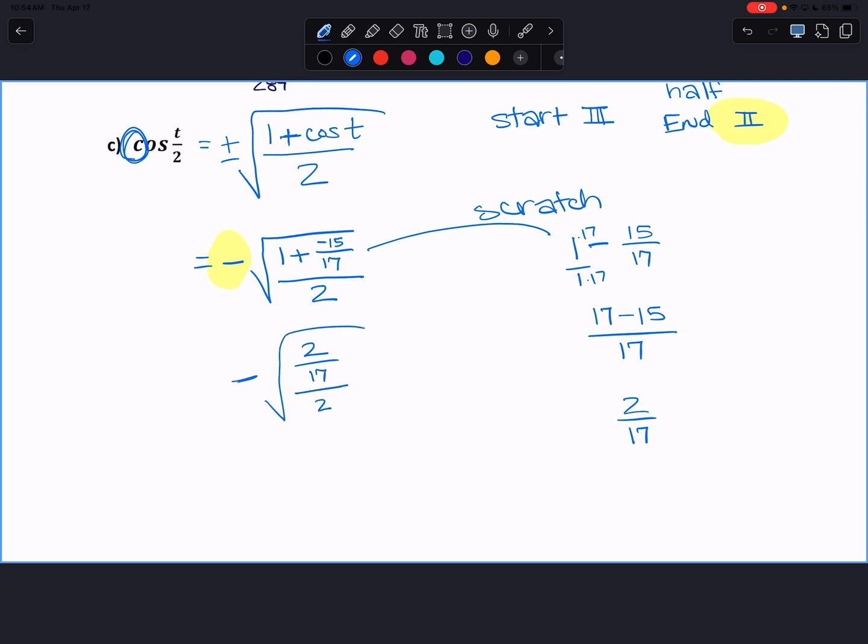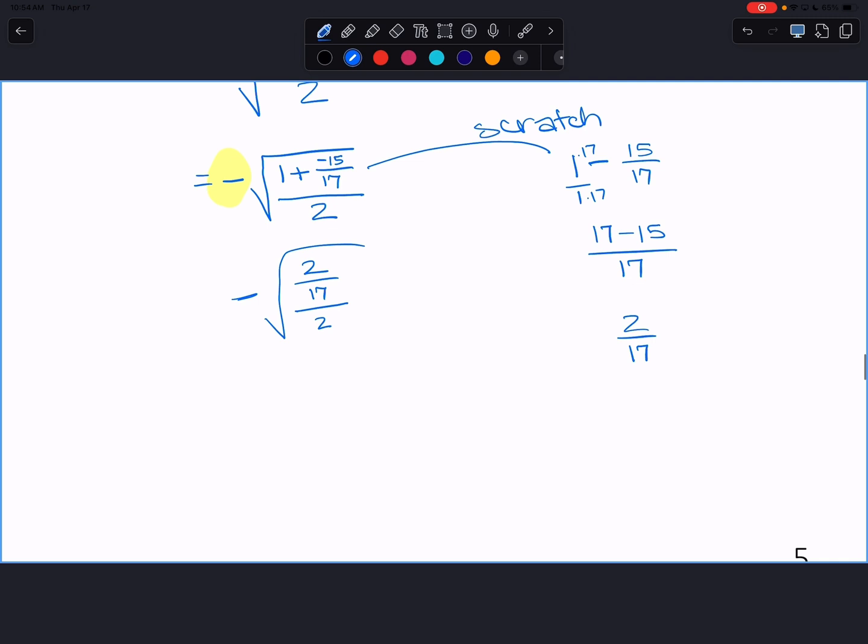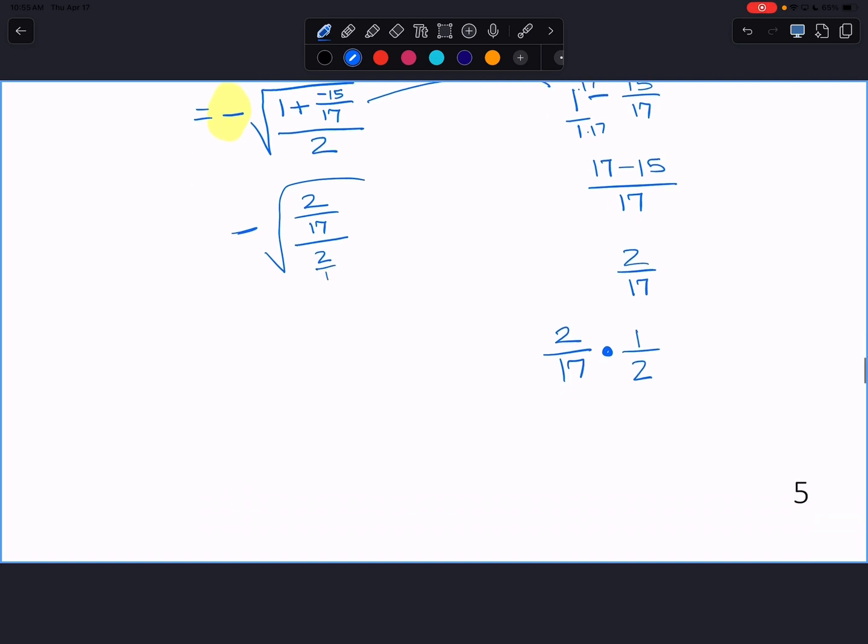See how much easier that is? Work that scratch paper, okay? What do you do when you have a fraction over something else? Keep, change, flip. Keep, change. And what's this 2? 2 over 1. So we got to multiply. 2 times 1 is 2. 17 times 2 is 34. Or you could just see the 2's. 2 over 34 reduces to 1 over 17.